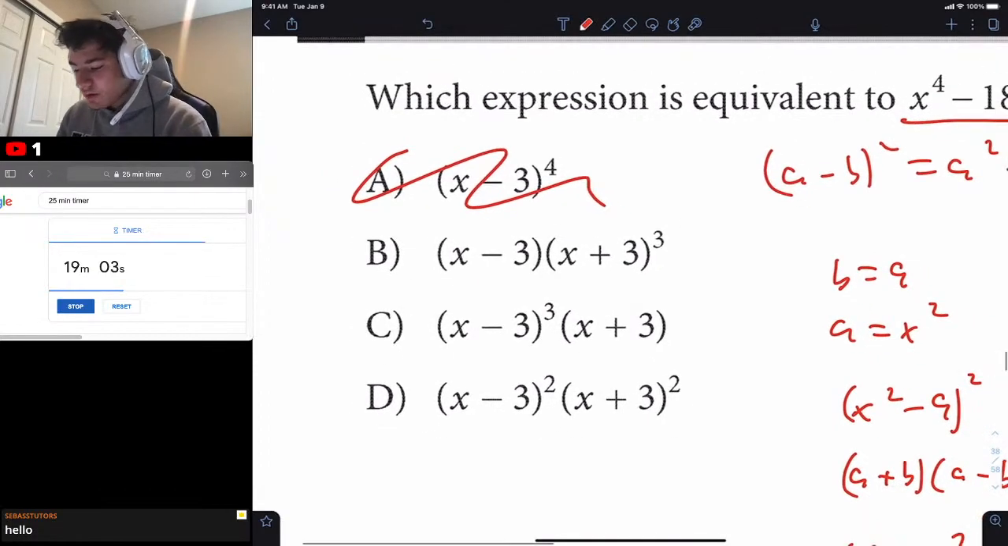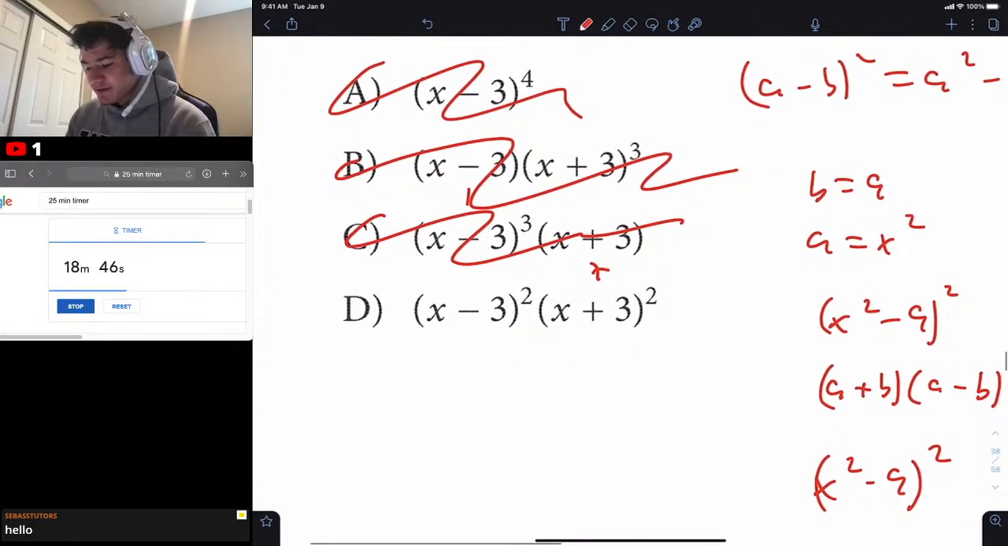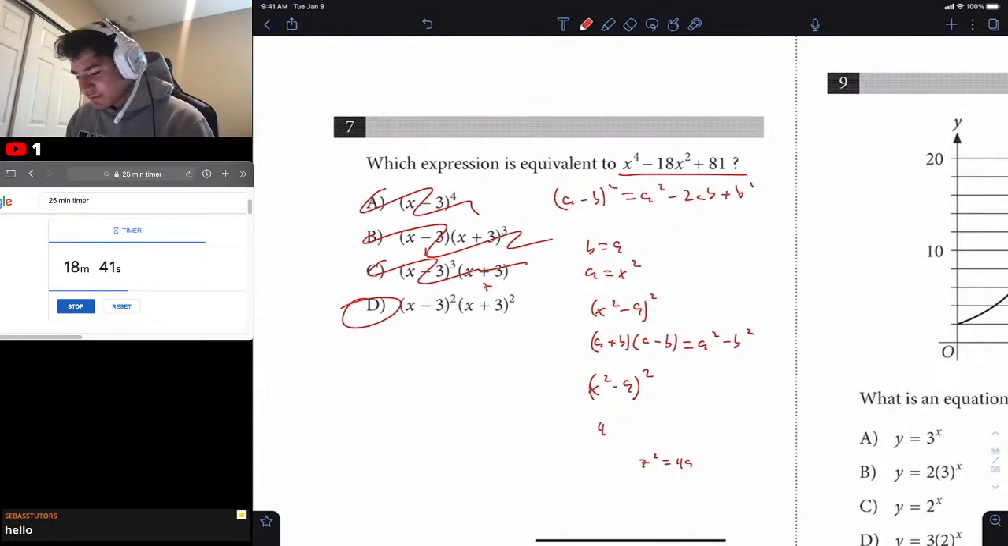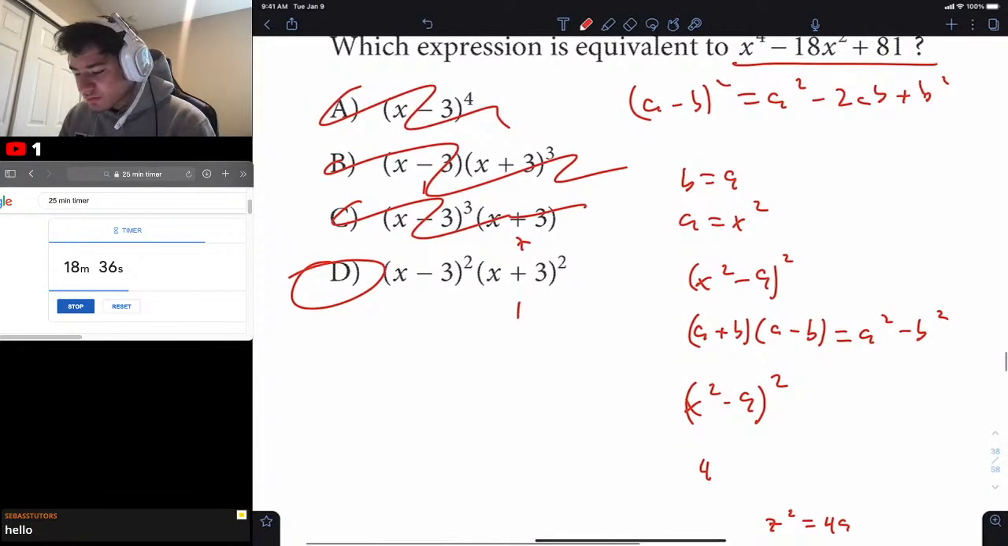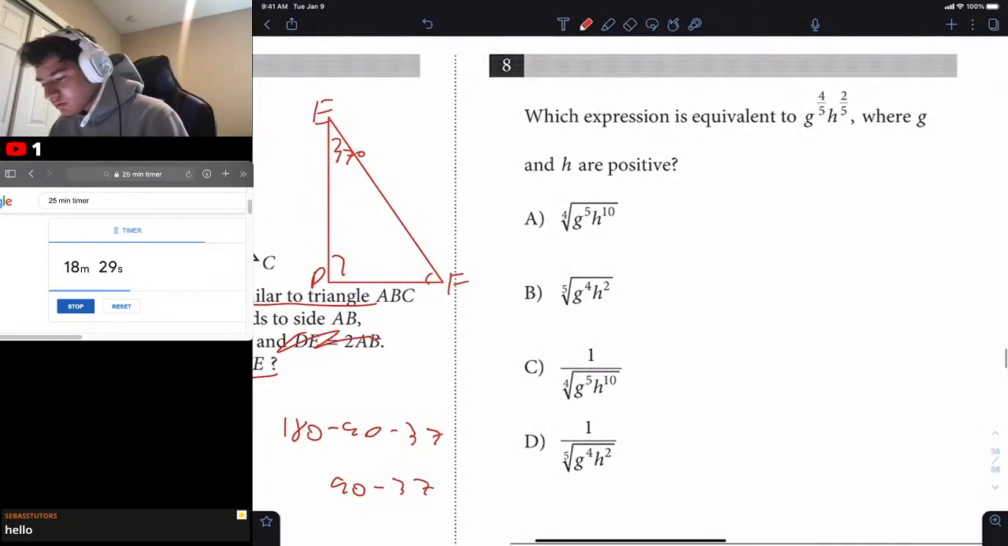4 minus 3 is 1 times 4 plus 3, 7 to the 3rd, no. 4 plus 3 is 7 times 4 minus 3, which is 3 to the 3rd. So, ooh, no wait, 4 minus 3 is 1 to the 3rd. No, it's not this. It's got to be D then. Alright, cool. That makes sense too, right? Because if you do 4 plus 3 squared, it's 49, and then 4 minus 3 squared is just 1. So 49 times 1 is 49. Ooh, I don't know why I had such a weird time doing that problem.